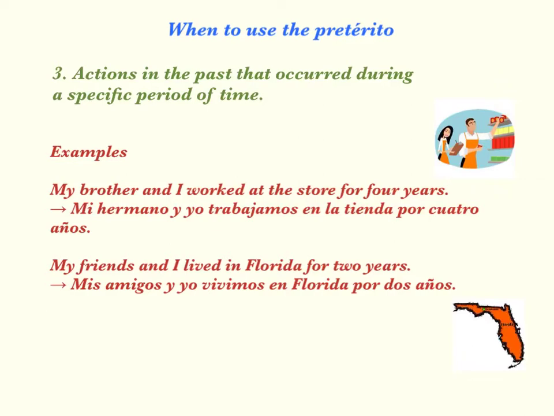Mi hermano y yo trabajamos en la tienda por 4 años. We worked. My friends and I lived in Florida for 2 years. There's our period of time. Mis amigos y yo vivimos en Florida por 2 años. We lived. Using the preterito because it was a specific period of time. Okay, we have 2 more rules to cover in our 5 rules. Let's keep moving forward.